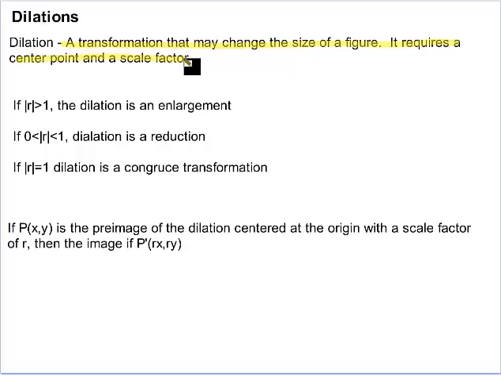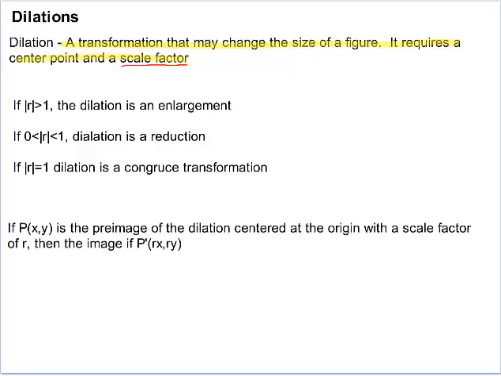Scale factor, you're going to have to recall what we learned about scale factor last year. And scale factor just tells us how the two objects are similar. So it could be like a 1 to 2 or a 3 to 4, those types of things. And then we would say the scale factor is 1/4, 1/2, 3/4, that type of thing. So you're going to have to recall how those look.